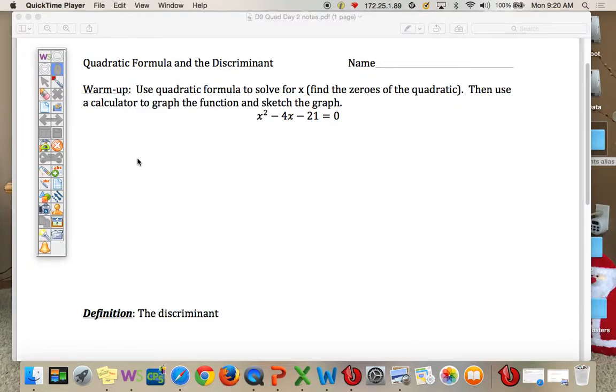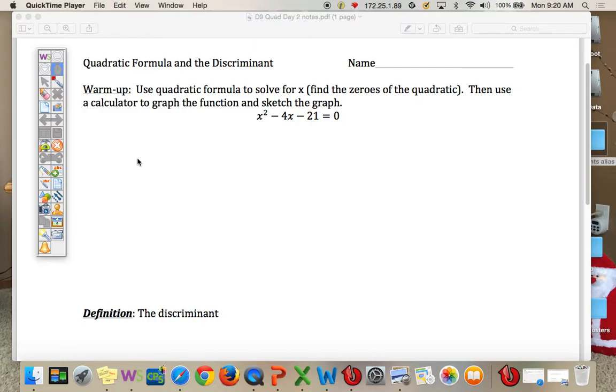Today we're going to look at the quadratic formula again to review, and we're going to talk about something called the discriminant. So for the warm-up, use the quadratic formula to solve for x, find the zeros of the quadratic. Then use a calculator to graph the function and sketch the graph. So we have x squared minus 4x minus 21.